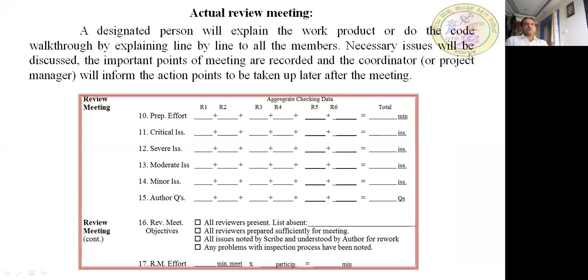The reviewers will go through this individually. They are going through and the author will be explaining the code. A designated person will explain the work product or do the code walkthrough line by line to all the members. Necessary issues will be discussed. The important points of the meeting are recorded and the coordinator will inform the action plans to be taken up later after the meeting. So any important issues, they are going to discuss and note down what is to be done. What action has to be taken will be intimated later by the project manager. Yes.